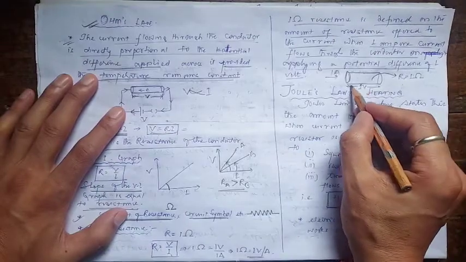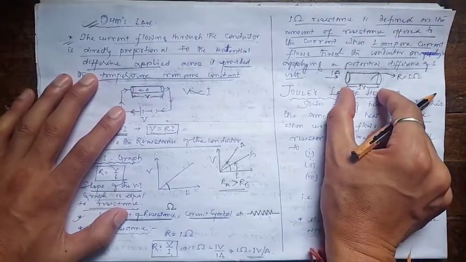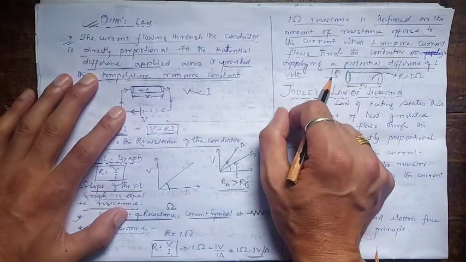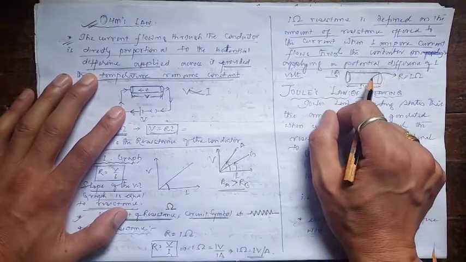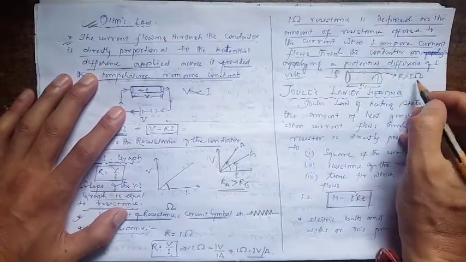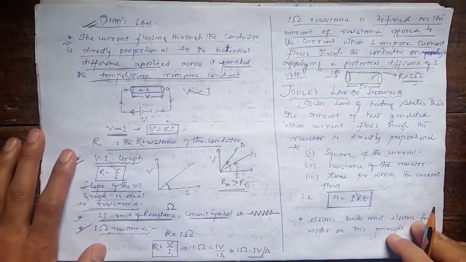Again, students, if I maintain a potential difference of 1 volt across the ends of this conductor, and the current flowing through the conductor is 1 ampere, the resistance offered by this conductor is said to be 1 ohm. That's how we define 1 ohm resistance. I hope, students, you understood it.